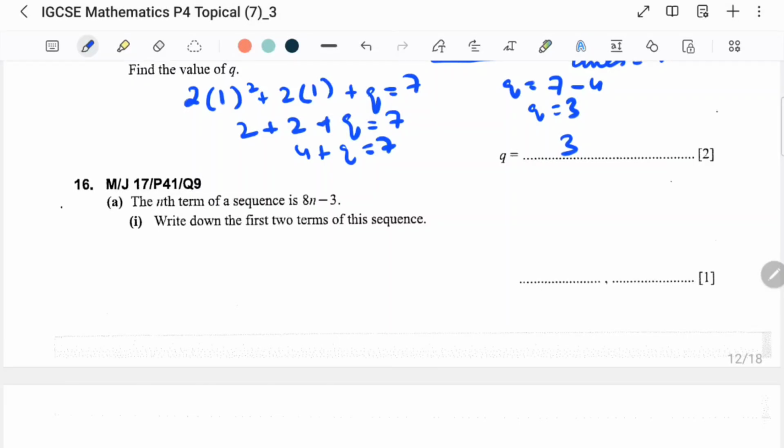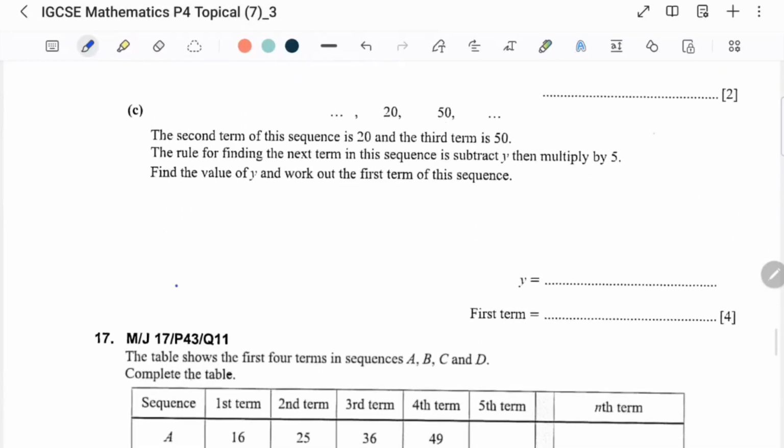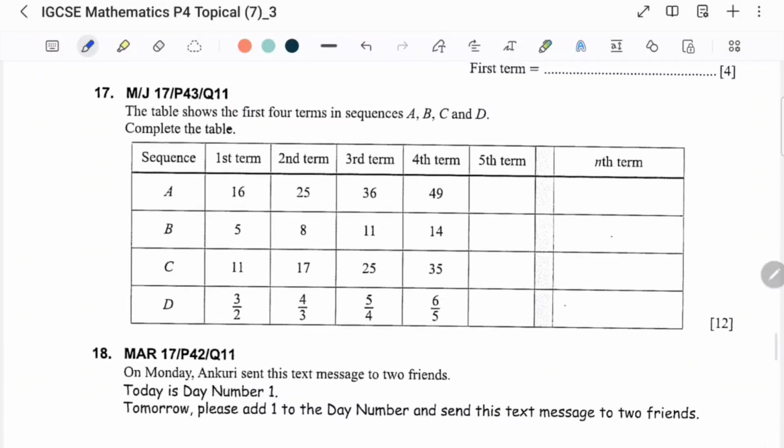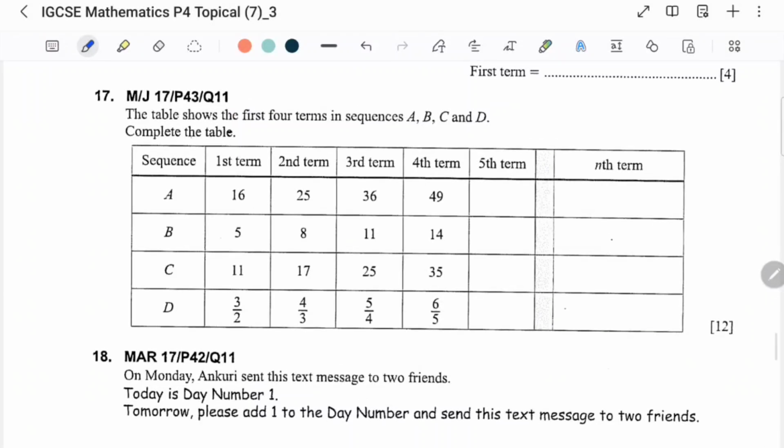Skipping this question, that's the same type of question. We are just doing 17. It's a slightly different question. Whenever we find the nth term of d, I just want you to do this. A is 16, 25, 36, 49, so the squares of 4, 5, 6, 7. So just find the nth term of 4, 5, 6, 7.